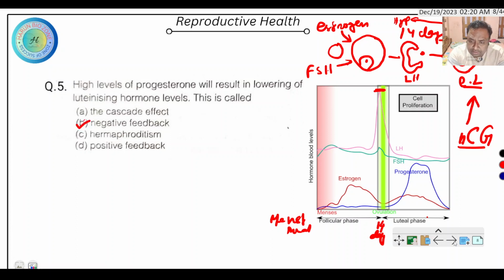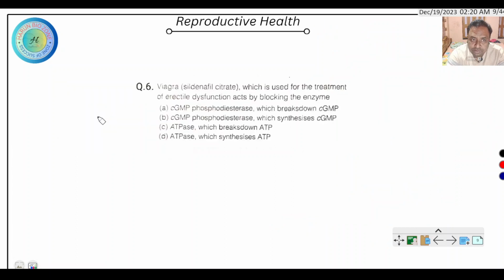Next question is Viagra, sildenafil citrate, which is used for the treatment of erectile dysfunction. In case of penis erectile dysfunction, Viagra is used. Erectile dysfunction is recovered by Viagra, sildenafil citrate, which acts by blocking an enzyme.